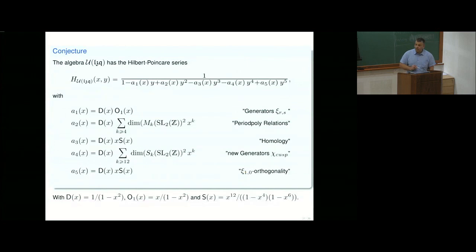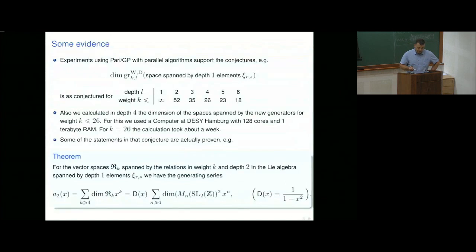Then we had this period polynomials relation, we have homology, we have new generators, and we had some orthogonality, because in this description I said that we have this central extension, and of course a central extension gives you some orthogonality. And so you have this, and actually let's look at what we had done.